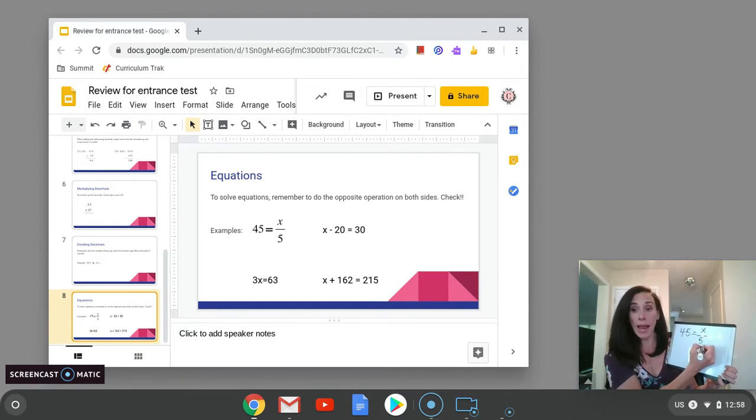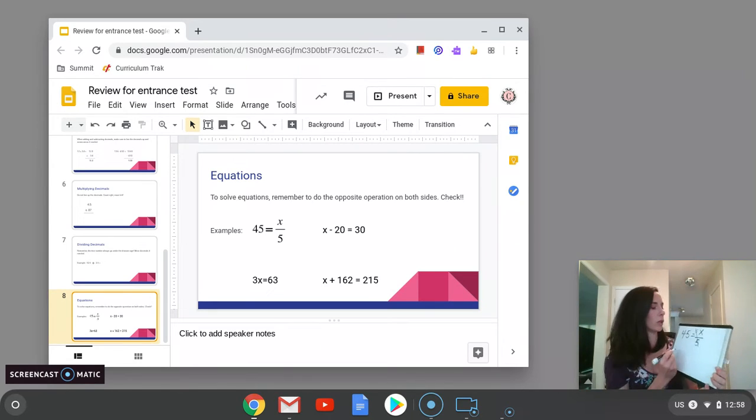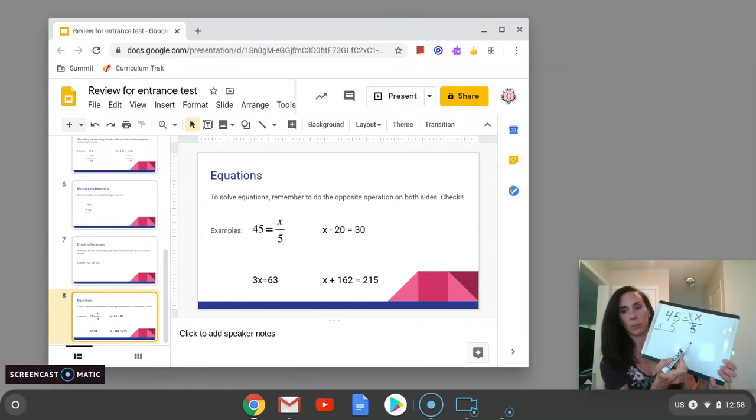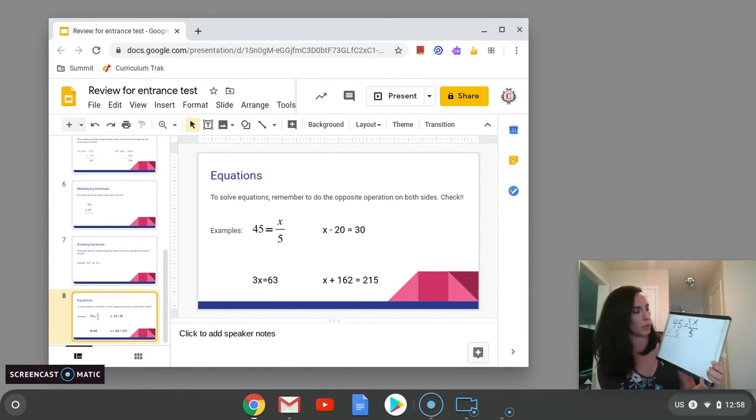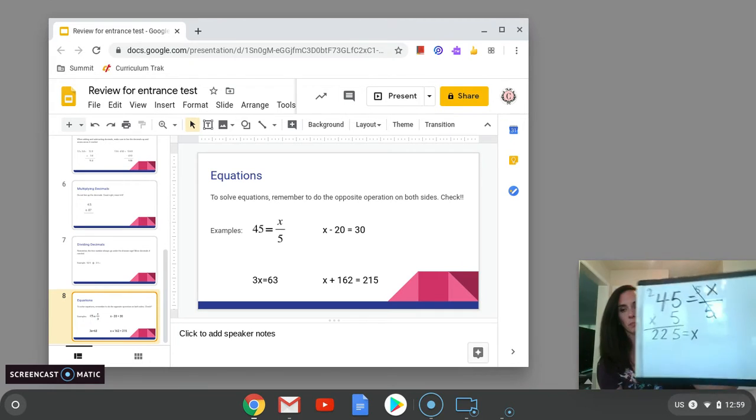The opposite of dividing by 5 is multiplying by 5. So we can put our 5 up here to show it cancels. You don't have to do that because I'm not going to see your work. But what you have to do is the opposite over here. So the opposite of dividing by 5 is multiplying by 5. And then we can actually multiply this out, and we would get x equals 225.